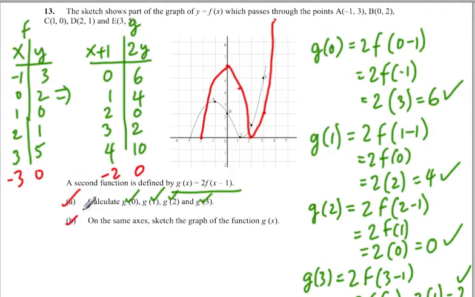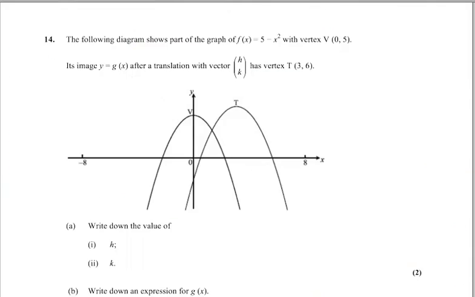So we've done A and we've done B. Okay, let's do the last one, which is: the following diagram shows part of f of x with the vertex V. So this is our f of x. As they said, it has a vertex 0, 5 and with the V.